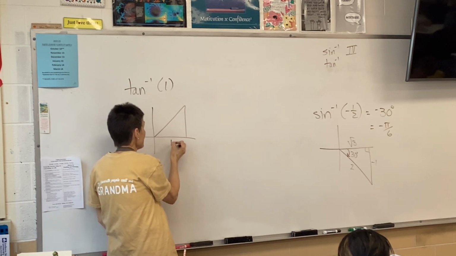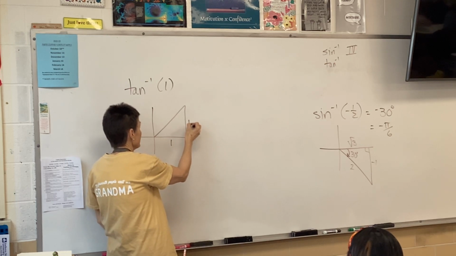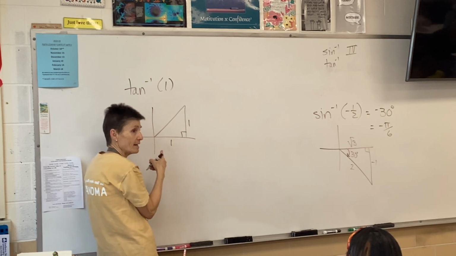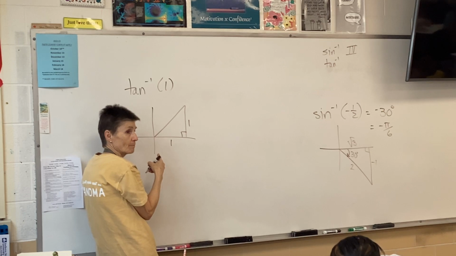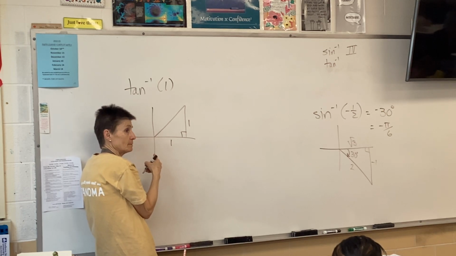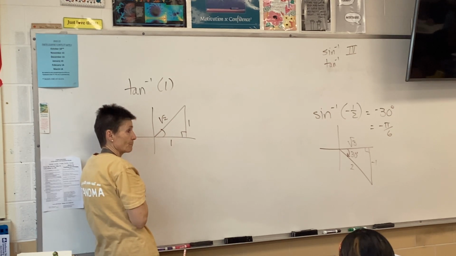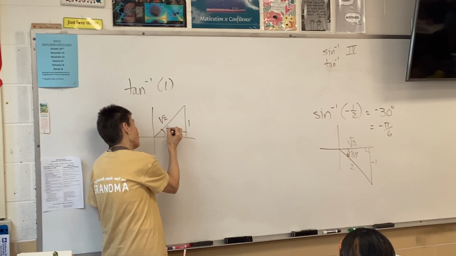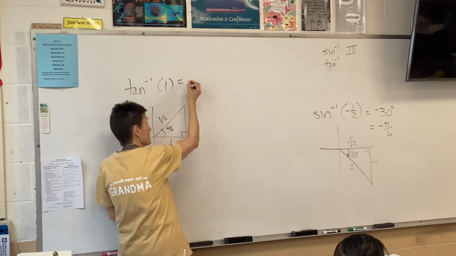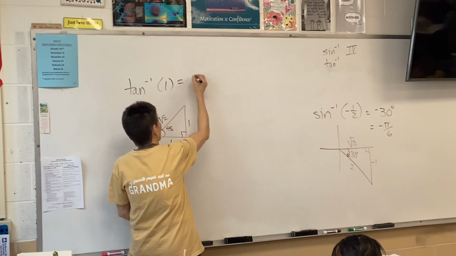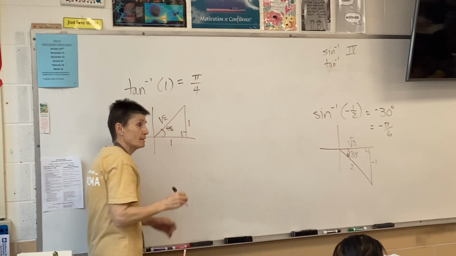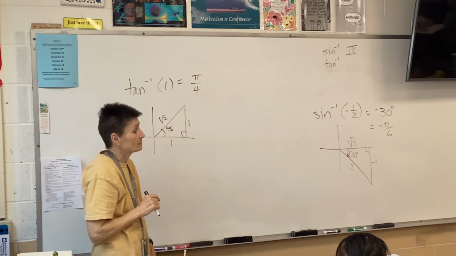And if the tangent is 1, doesn't my picture look like that? Opposite over adjacent. So this would be root 2, and how big is that angle? In degrees, it's 45. In radians, it would be pi over 4. Perfect. That's it. That's all there is to it.